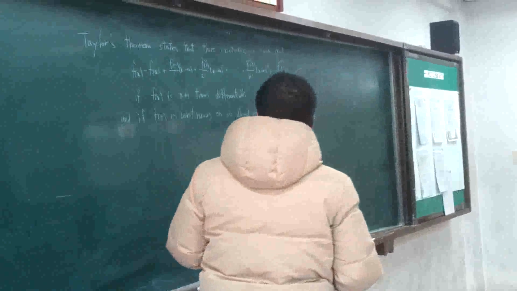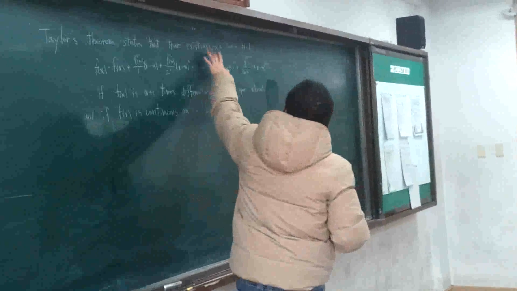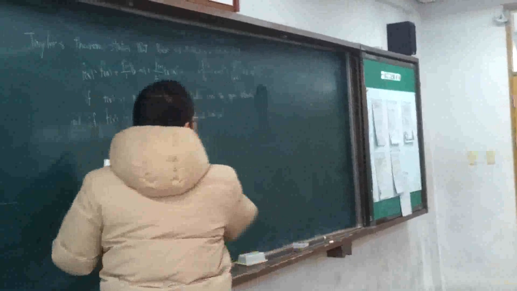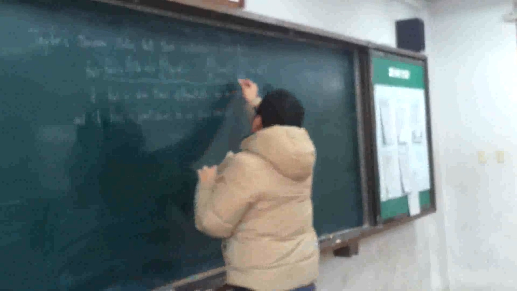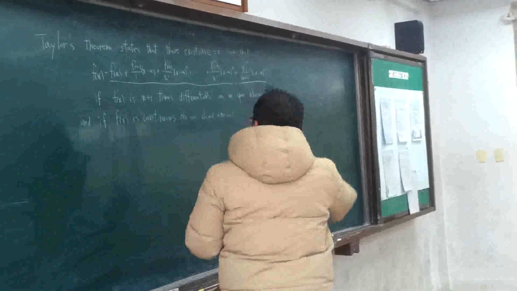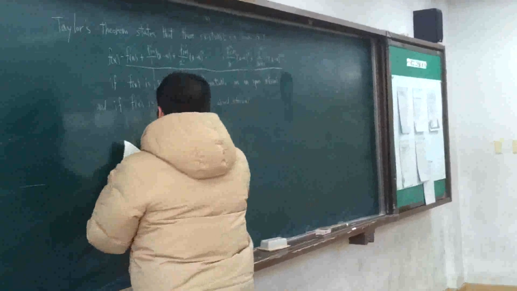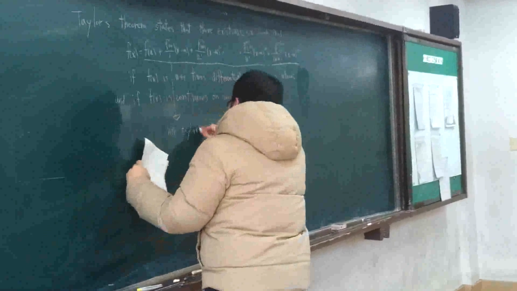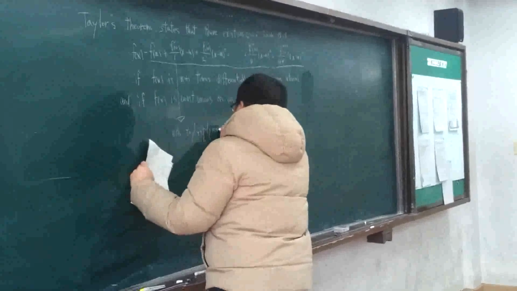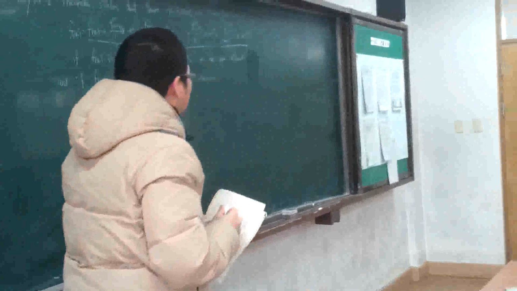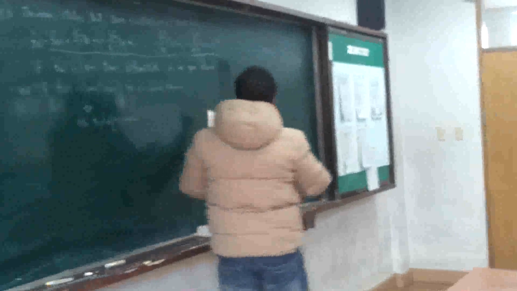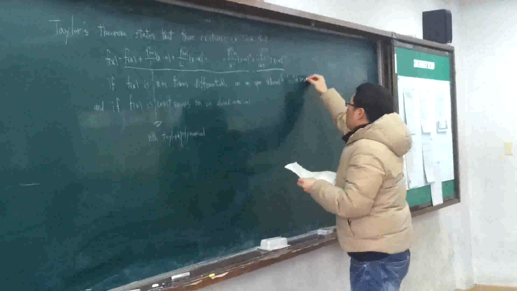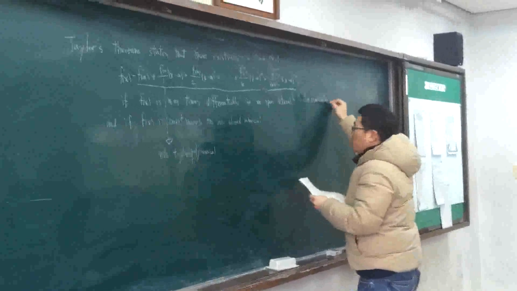Taylor's theorem states that there exists c between a and x such that f(x) can be expanded into this polynomial plus this term. So we call this polynomial the nth Taylor polynomial, and this remainder is called the Taylor remainder.